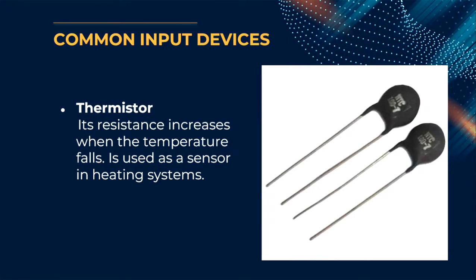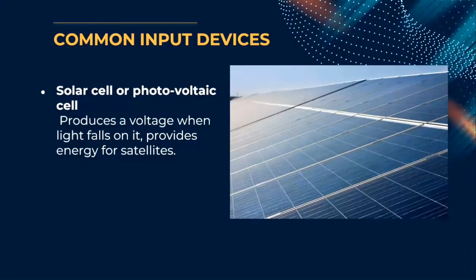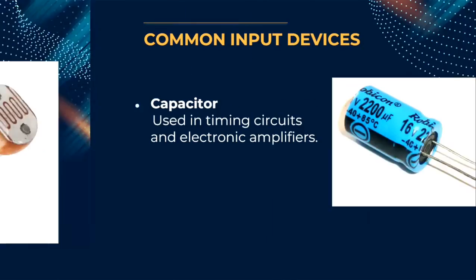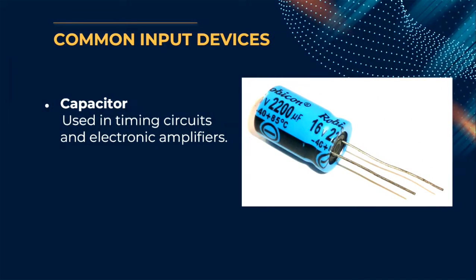Thermistor. Its resistance increases when the temperature falls. It is used as a sensor in heating systems. Solar cell or photovoltaic cell. It produces a voltage when light falls on it, and provides energy for satellites. Light-dependent resistor or LDR. Resistance decreases as light level rises, used to control street lights. Capacitor. Used in timing circuits and electronic amplifiers.